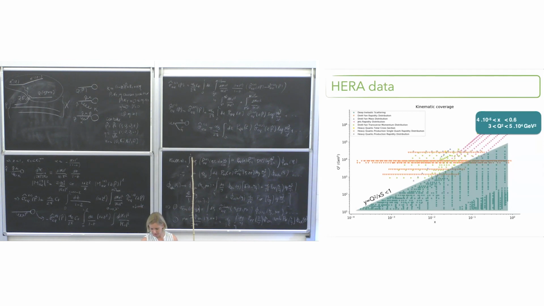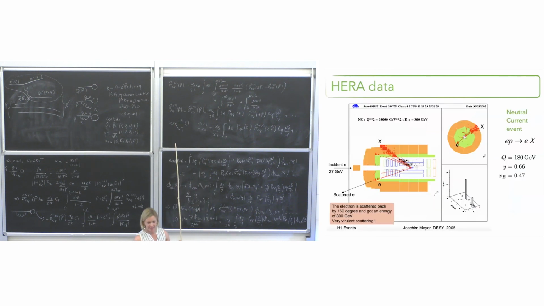I didn't put here, for example, the jets, the jets that are measured in electron-proton collision. I only put the structure function measurements and the combinations, okay? So these are the events. It's something that you saw yesterday as well. So this is the jets that comes out of it.